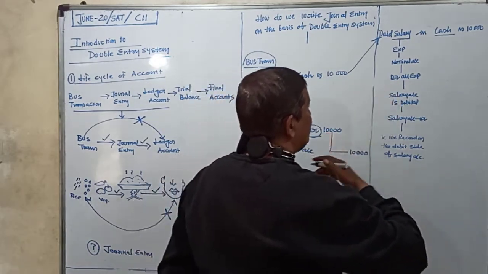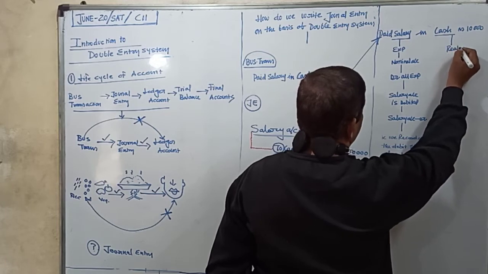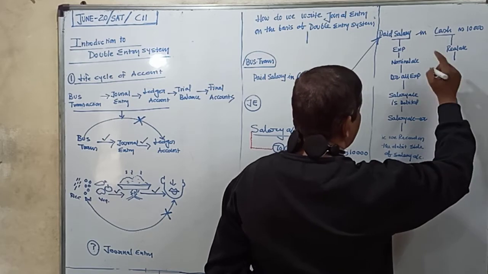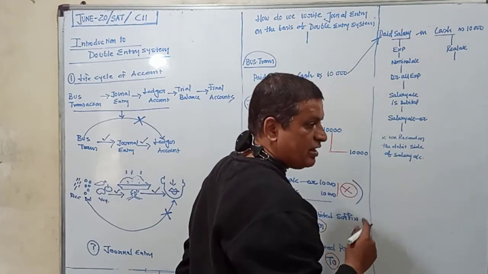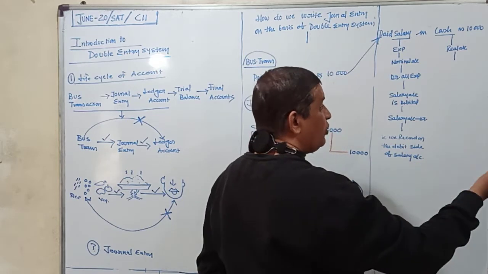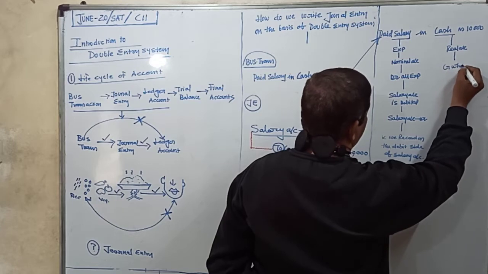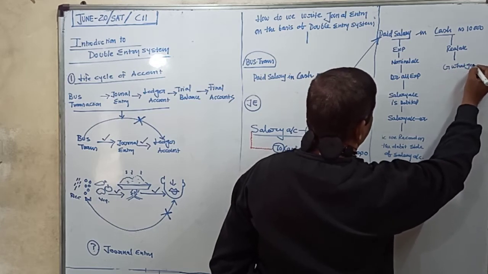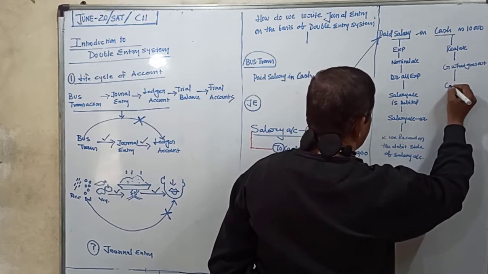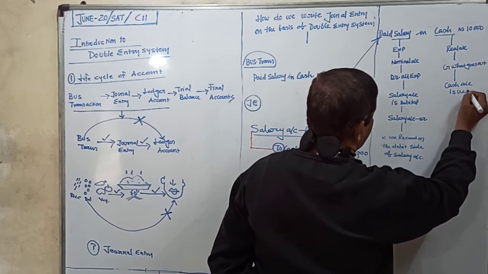Similarly, go for the next, cash. Cash is a real account. In this case, when you are paying salary, what is happening? Salary is going out, so it means cash is going out. What is the rule for this? Credit what goes out. That means the cash account is credited.